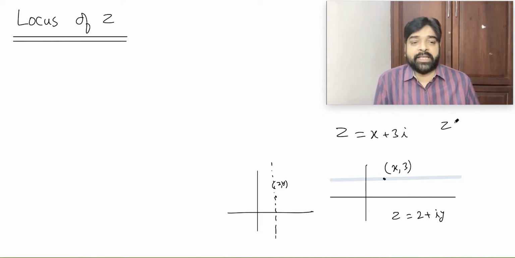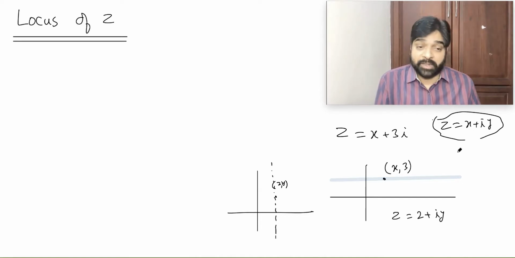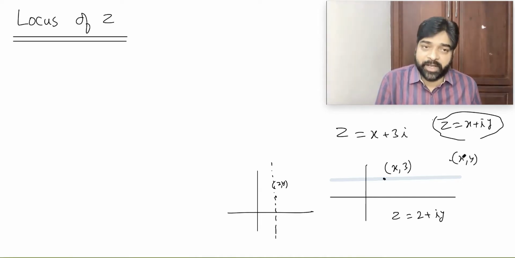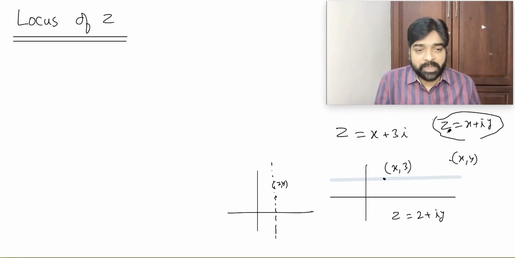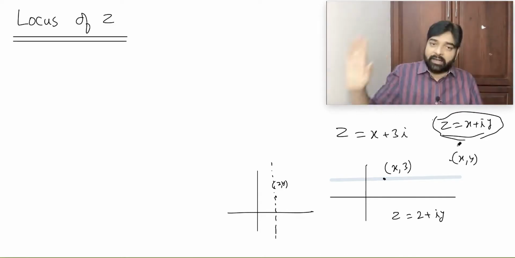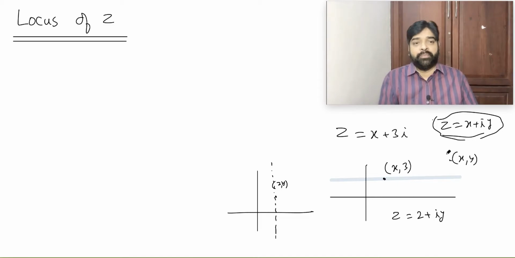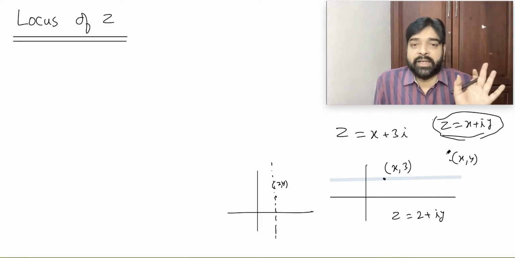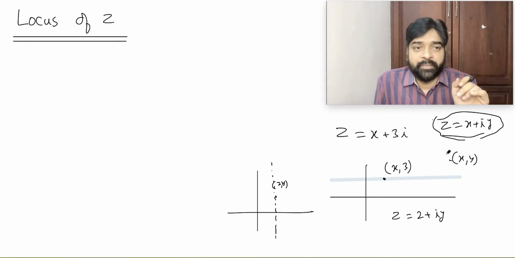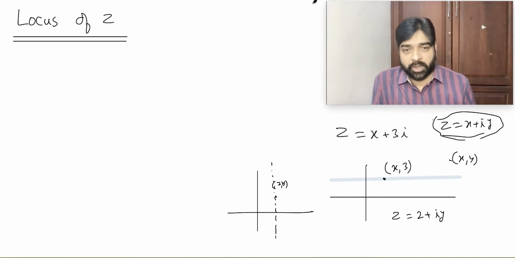But suppose somebody says z equal to x plus iy, what is the locus of this? So I will say now it's a big problem because the coordinate will be x comma y and there is no condition. It's free hand. How should it move? It can move this way, this way, this way. Means the locus of this will represent the complete argand plane. Anywhere it can go. Complete xy plane, the argand plane. Are you getting my point? So this is the way we used to think about the locus.